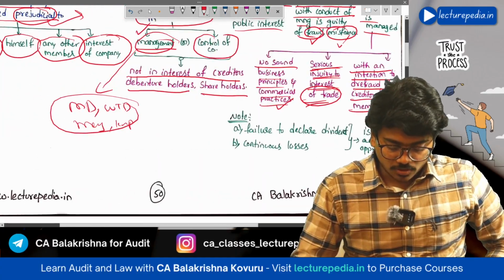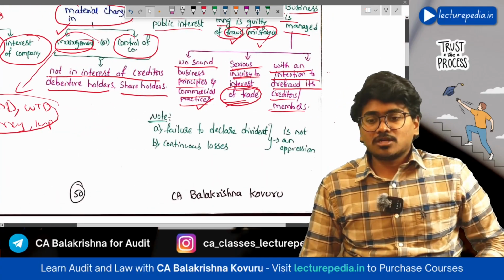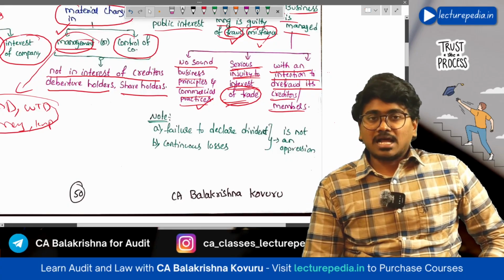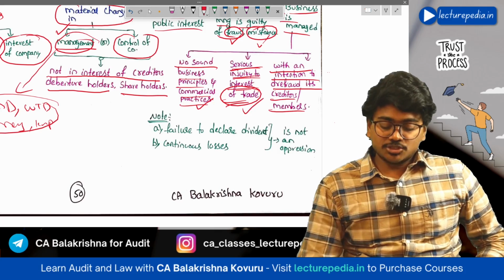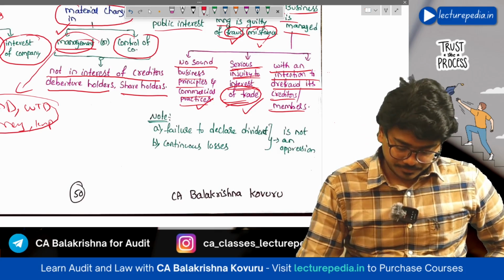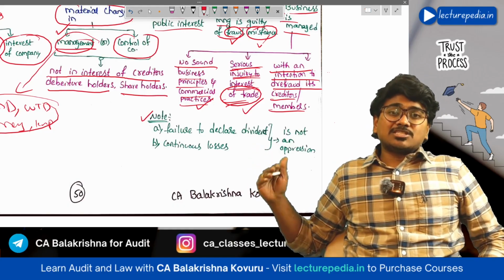In these situations also, the central government can file an application under section 241 against the company if there is a serious injury to the interest of trade. Next, however, the following situations should not be understood as oppression.